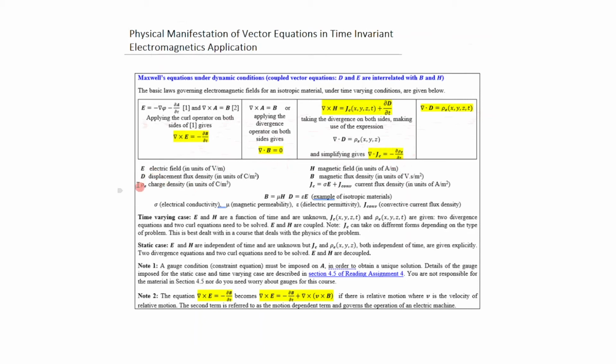And so if you look here now, more or less everything is defined. E is an electric field, has certain units. D is displacement flux density, has certain units. Rho E is a charge density. H is a magnetic field. B is a magnetic flux density. And this J_E, which I've shown above, is sigma E plus J_con. This is a convection current. So this is motion of charge.